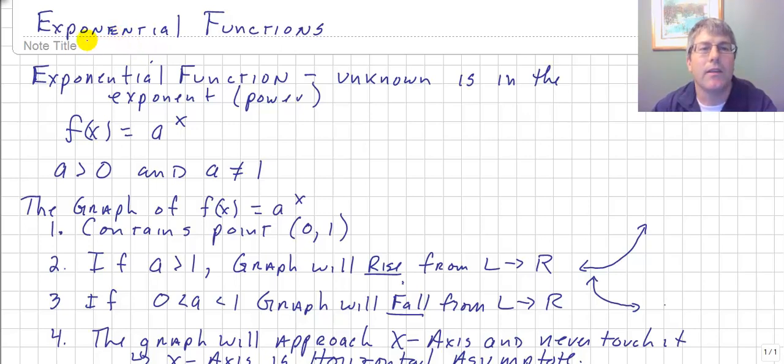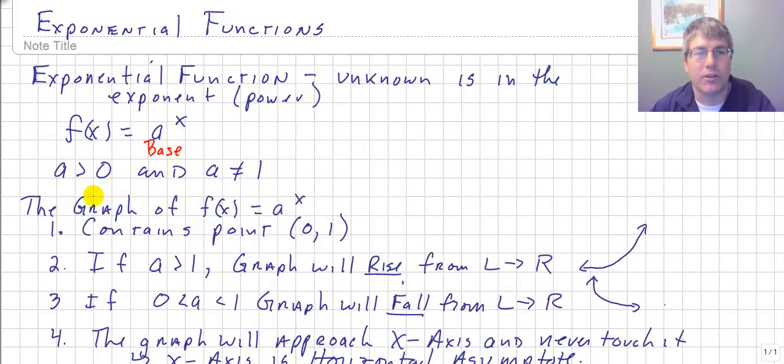Welcome back. In this video, we are going to explore exponential functions. An exponential function is a function in which the unknown is in the exponent, or the unknown is the power. So here's an example of an exponential function: f of x equals a, where a is some particular base, raised to the x power.